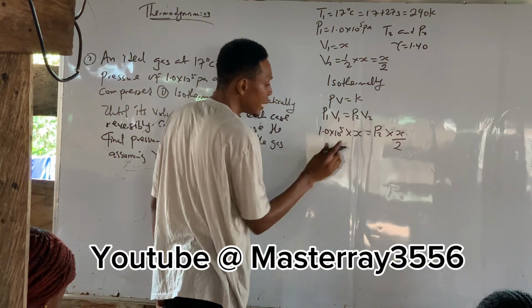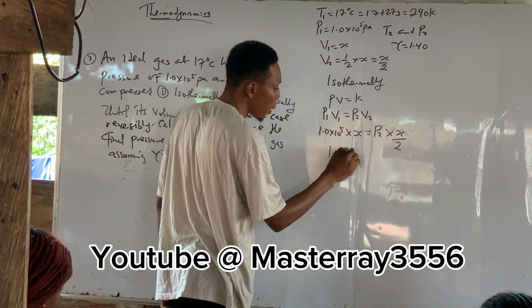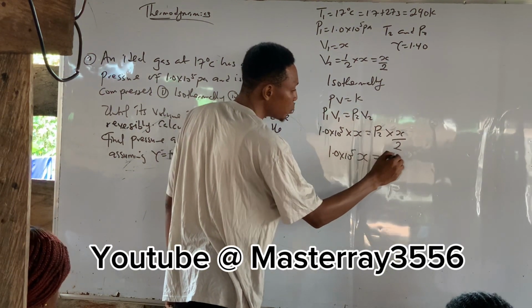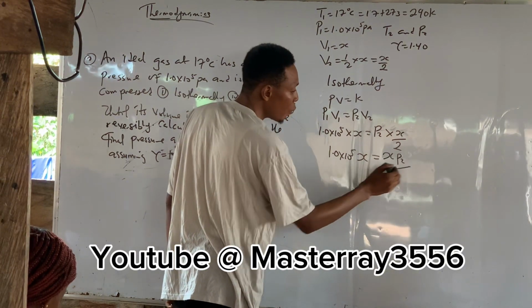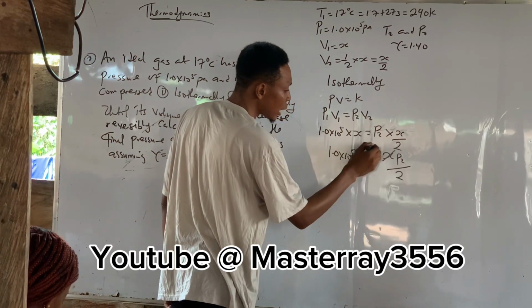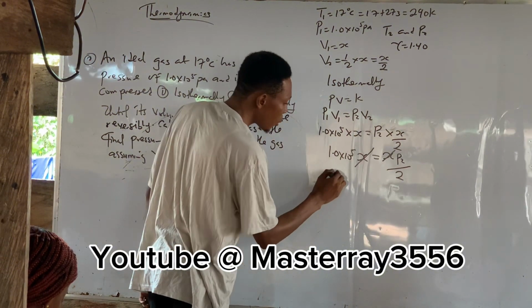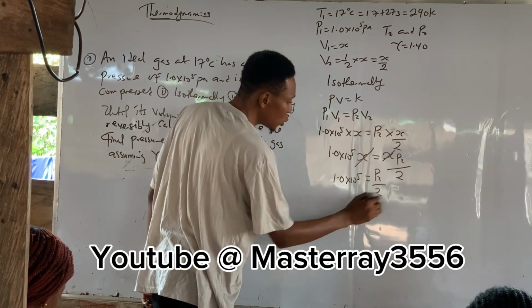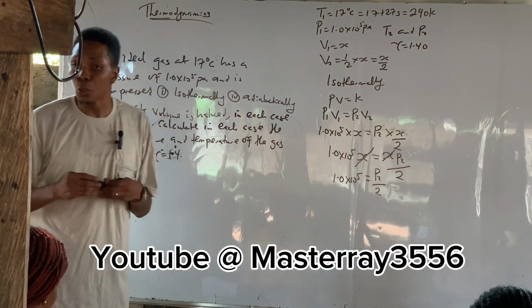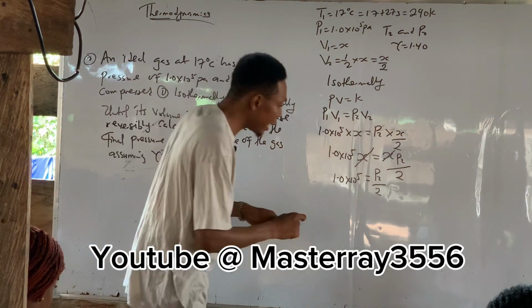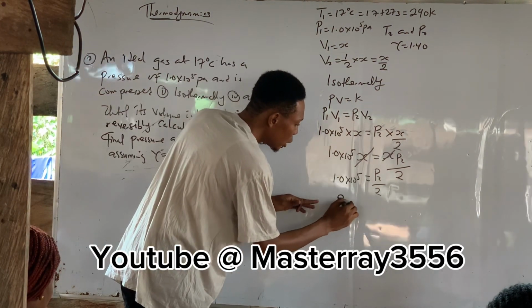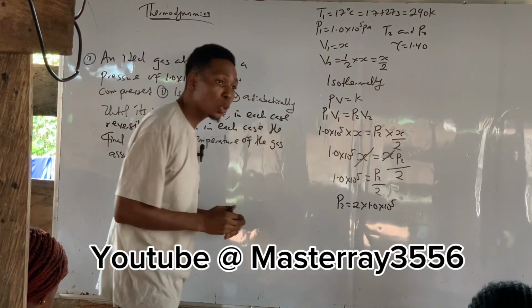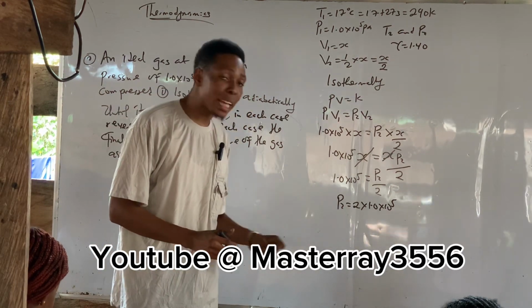So we have 1.0 times 10 raised to the power 5 times X equals P2 times X, all over 2. So X can cancel out, isn't it? From there we have 1.0 times 10 raised to the power 5 equals P2 over 2. To get our P2, what do you do? Cross multiply. So P2 equals 2 times 1.0 times 10 raised to the power 5. Are you following? So 2 times 1.0 times 10 raised to the power 5.